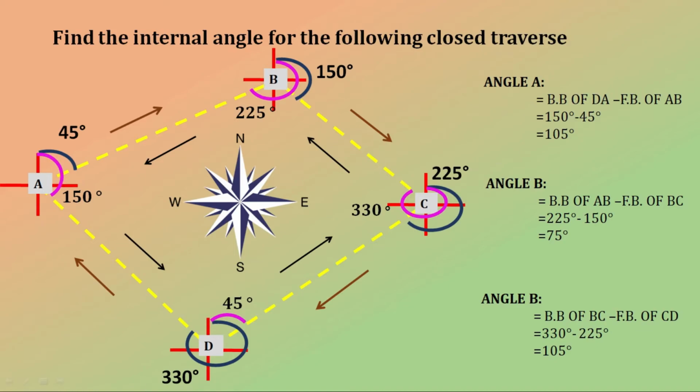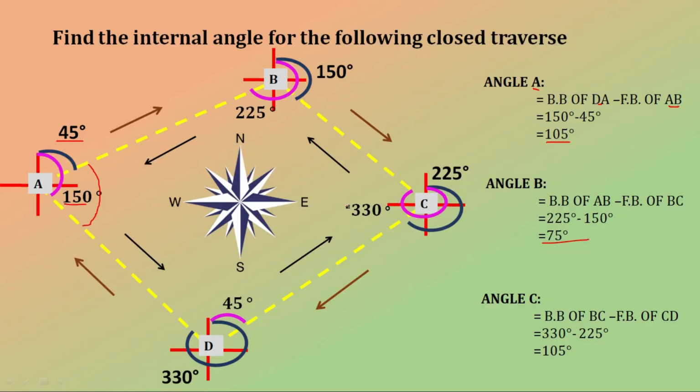So in this figure, if we want to measure angle A, you can see that the back bearing is greater and the fore bearing is small. As per rule number 2, if we deduct the fore bearing from the back bearing reading, we directly get the included angle. After deducting 45 degrees from 150, we get the angle, that is 105 degrees. Similarly, for angle B, the back bearing is more and the fore bearing is less, so the difference between these two gives us the included angle, which is 75.